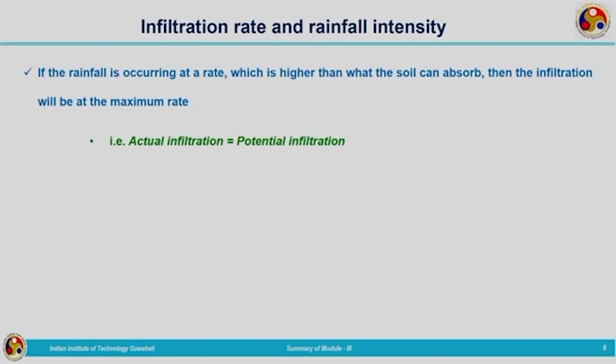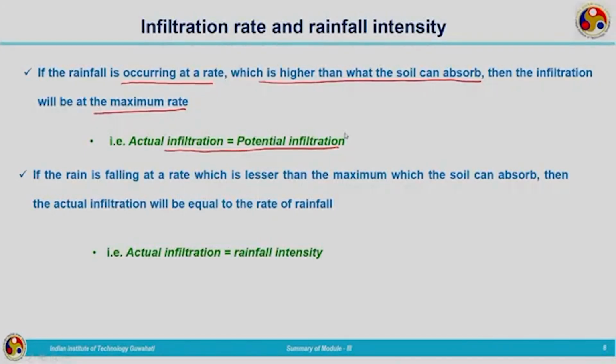So, while comparing infiltration rate and rainfall intensity, if the rainfall is occurring at a rate which is higher than what the soil can absorb, the infiltration will be at maximum rate, that is actual infiltration will be equal to potential infiltration. The rainfall is having higher value than that of the infiltration rate. So, we are having sufficient amount of water present there. So, if sufficient amount of water is present, the infiltration taking place will be the potential infiltration.